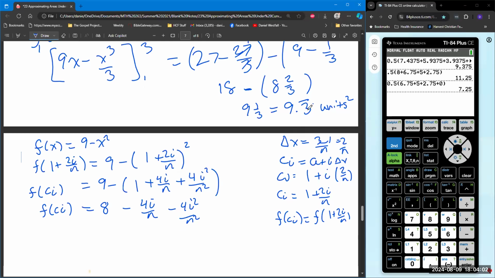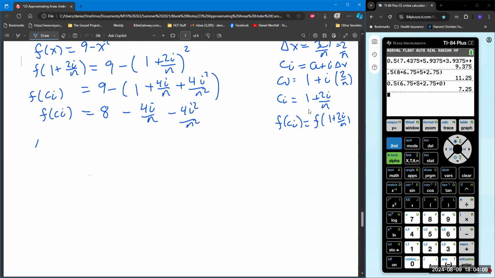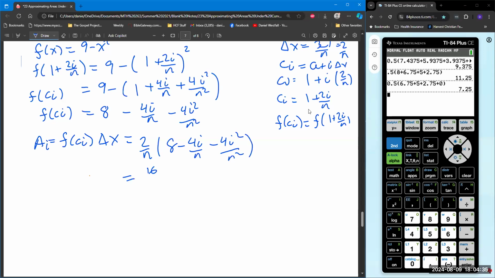My area of my rectangles, my area function, is going to be equal to f of ci times my delta x. So I'm going to take all this times my delta x, which was 2 over n. That's going to be 16 over n minus 8i over n squared minus 8i squared over n cubed.